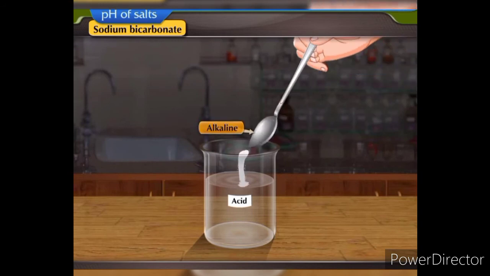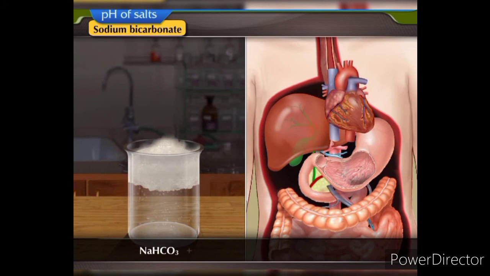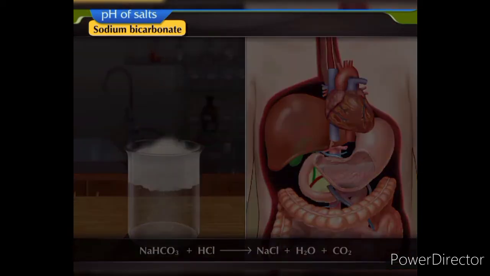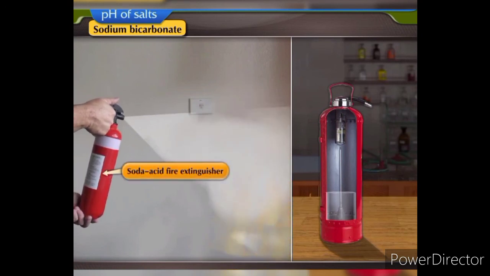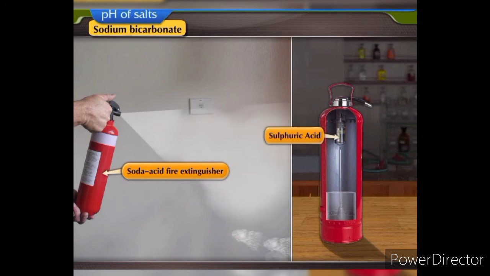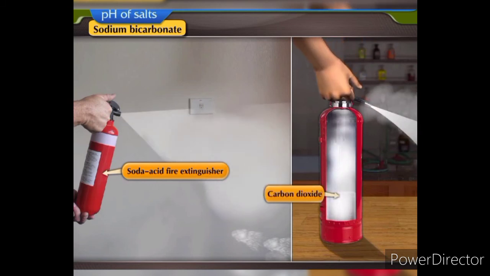This shows that sodium bicarbonate is alkaline in nature. Being alkaline, it can be used to neutralize an acid. It is therefore used as an ingredient of antacids. Sodium bicarbonate reacts with excess hydrochloric acid of the stomach to form sodium chloride, water and carbon dioxide. Sodium bicarbonate is also used in soda acid fire extinguishers where it reacts with sulfuric acid to release carbon dioxide. This carbon dioxide extinguishes the fire.